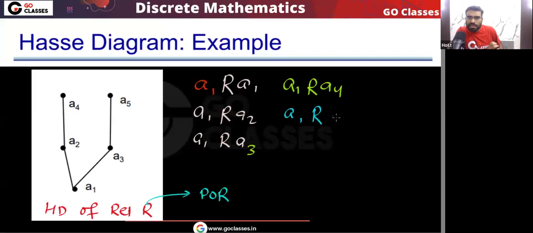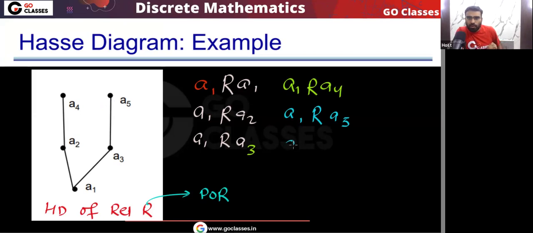Next, I can say A1 is related to A5. Same logic. A1 is related to A3. A3 is related to A5 because all the directions are upward. In the hash diagram, all the directions are in the upward direction. Now you can easily see that in the hash diagram, we do not show the transitive edges, but the transitive property is implicitly there. So you can see that A1 will be related to A5.